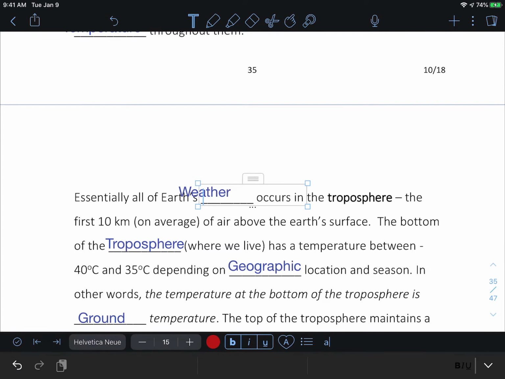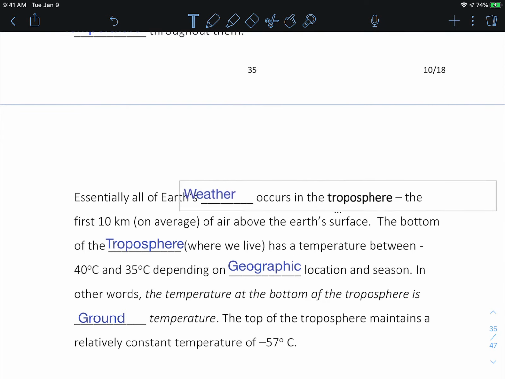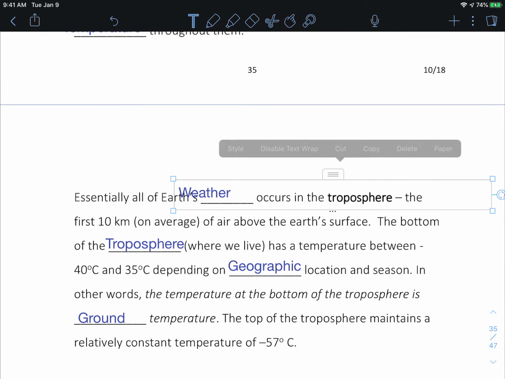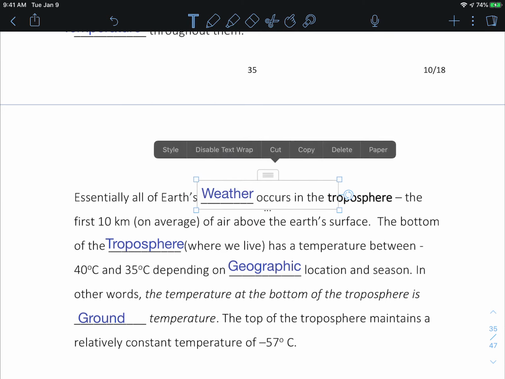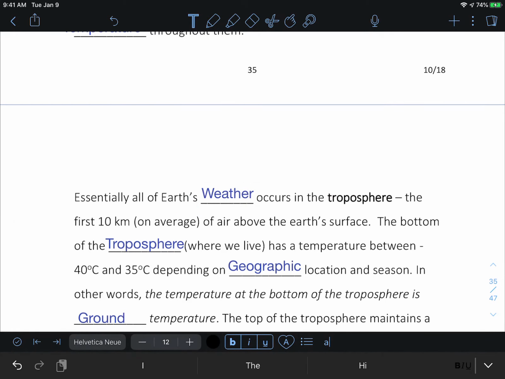In terms of weather, essentially all of Earth's weather occurs in the troposphere. This is the layer that's closest to us, the first 10 kilometers of air above the Earth's surface. The bottom of the troposphere, which is where we live, has a temperature between minus 40 degrees Celsius and 35 degrees Celsius, depending on the geographical location and season.